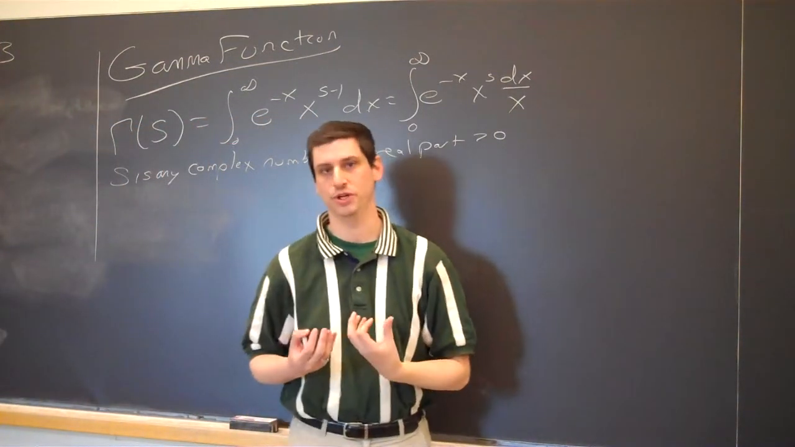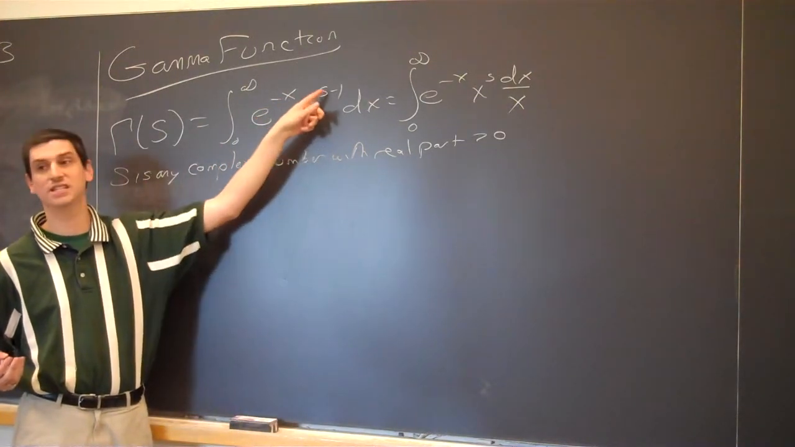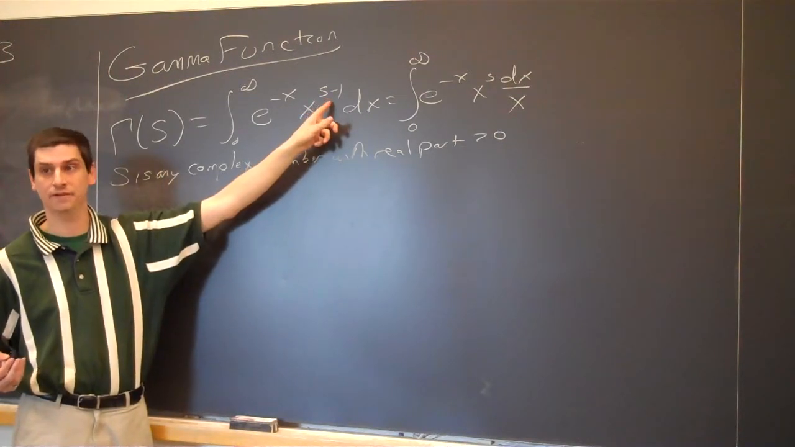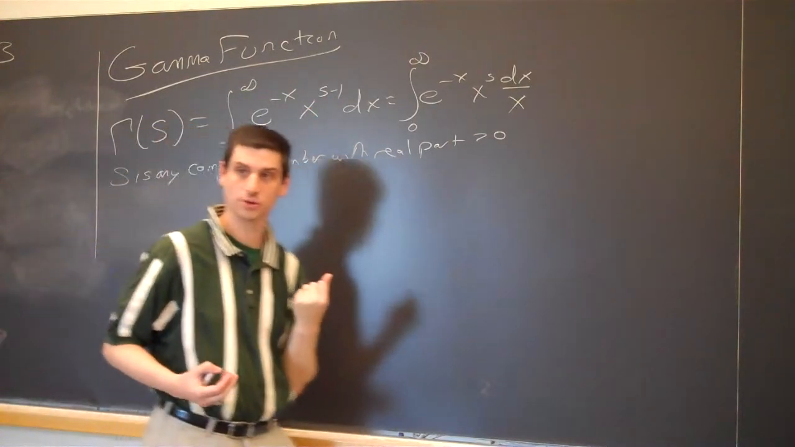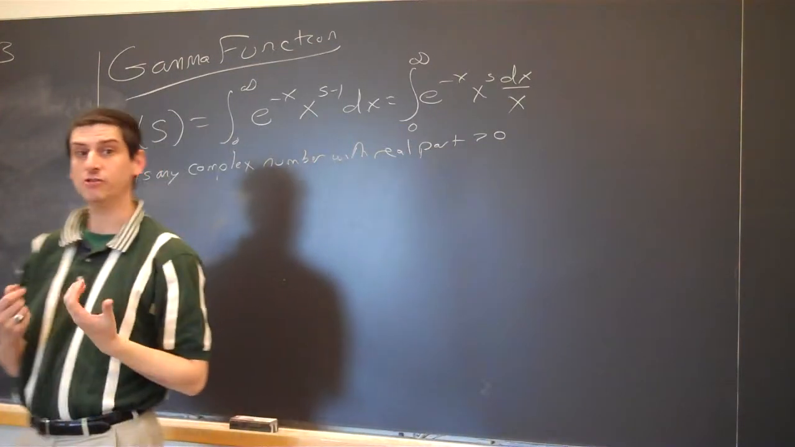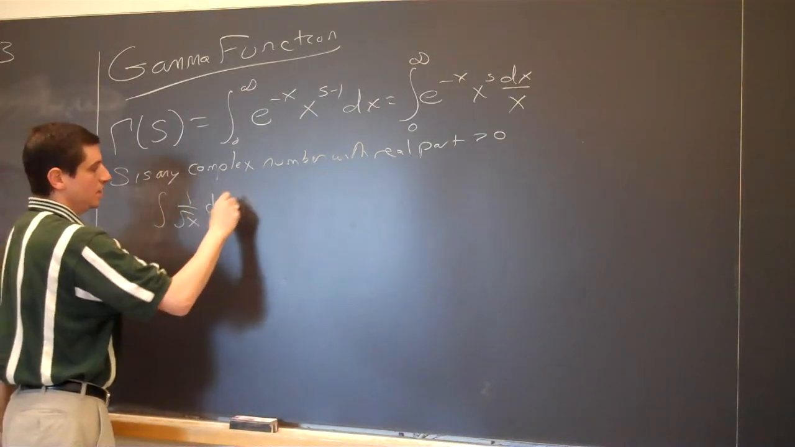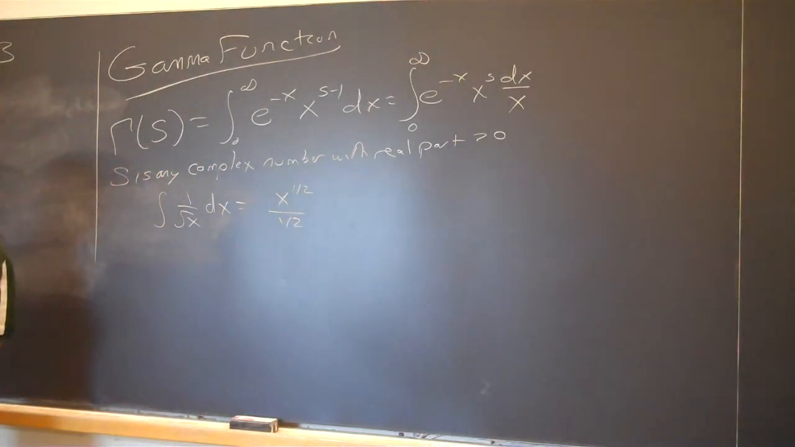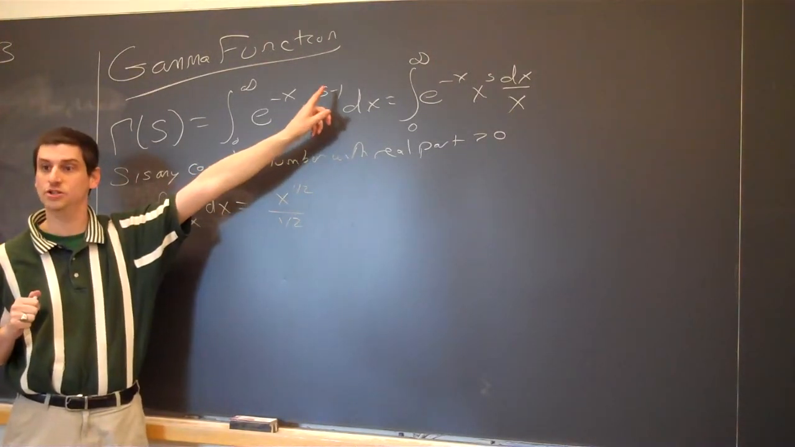Well, there's two dangerous points when you have an integral like this. Maybe when x is getting close to 0, there's a problem because I have an x to the s minus 1. Maybe that's blowing up. So if s is less than 1, if s is a half, I've got 1 over square root of x. Is 1 over square root of x bad near 0? Yes. But it's integrable. The integral of 1 over square root of x dx is x to the 1/2 over 1/2. So it's actually okay near 0. As long as the real part of s is greater than 0, it's okay near 0.